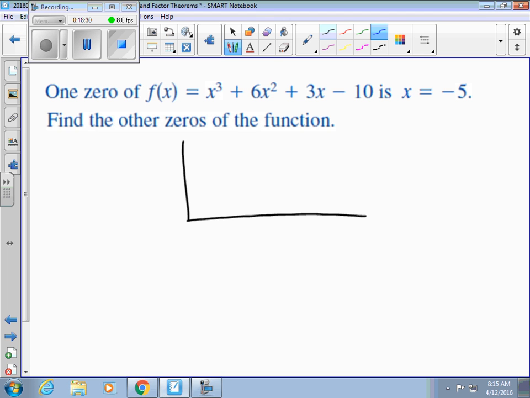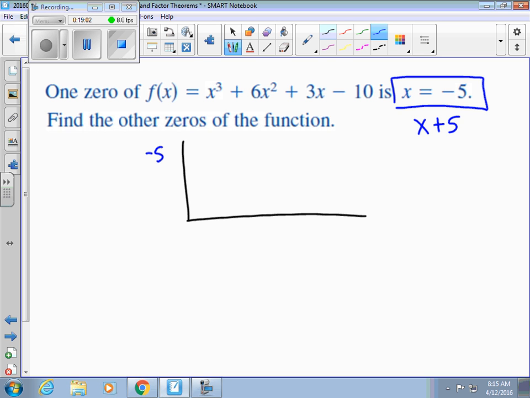Anytime you have something like this, where it says x is equal to this, or f of whatever the number is equals 0, that's what you're going to divide by. So right there, that's what you put in, negative 5. However, the factor of it, remember, is the opposite of what that says. So it's not going to say x minus 5. It'll say x plus 5. That's the factor. We'll come back to that in a minute.